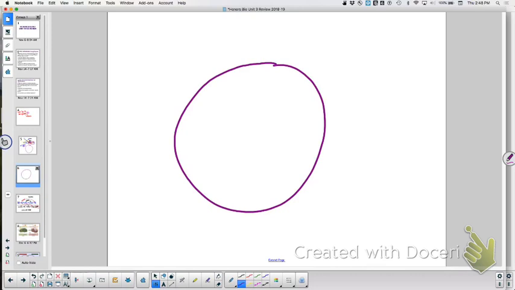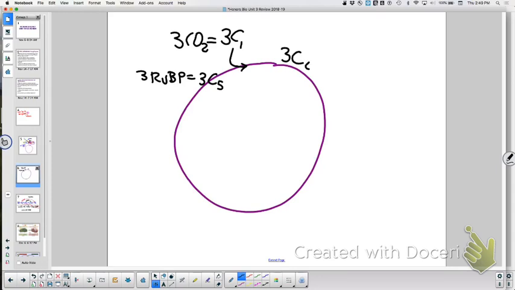3CO2. Okay. So I'm going to call those CO2 as C1s. All right. So I've identified that. What else? RUBP. So 3RUBP, which I'm going to identify as 3C5. We okay with that? Okay. So the C1 comes in here with the C5, and now I have a what? 3C6. Okay. Then what happens?